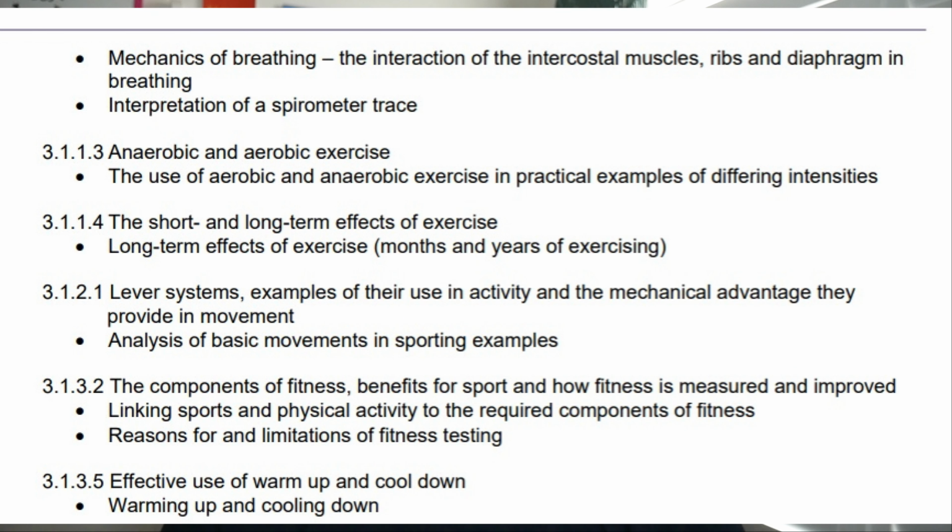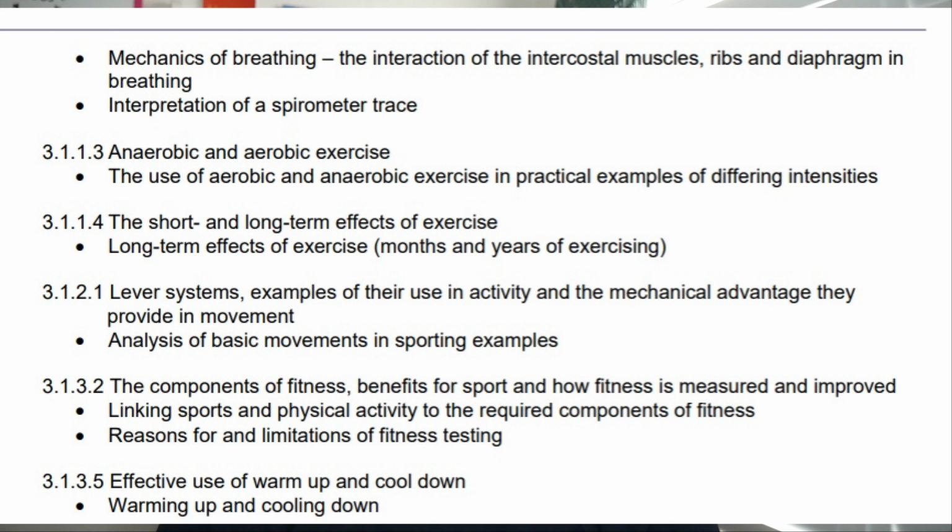It then goes on to levers, examples of their use in activity and the mechanical advantage that they provide. So an analysis of basic sporting movements. Again, we've got the 3 different lever systems. We've got a way that we can remember what they are. So again, we should be able to help you really, really easily with that topic.